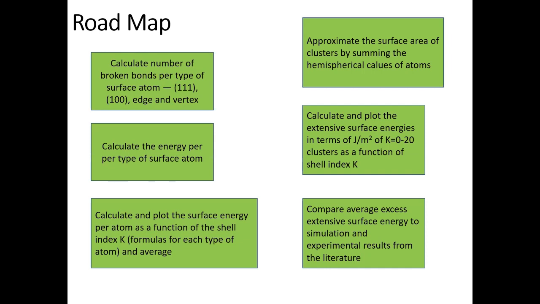The other approach we're going to do is approximate the surface area of the clusters by summing the hemispherical values of atoms. In other words, we want our answer in terms of per meter squared, right? How do we know how many meters squared do we have here? How do we calculate that? And you're going to find out, depending on how you calculate it, you're going to have completely different results.